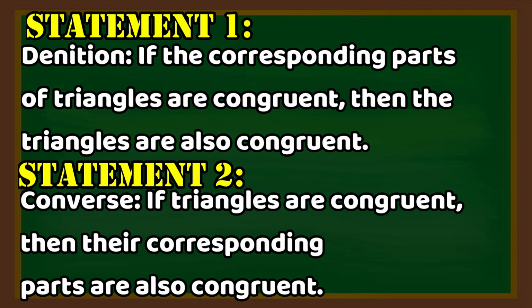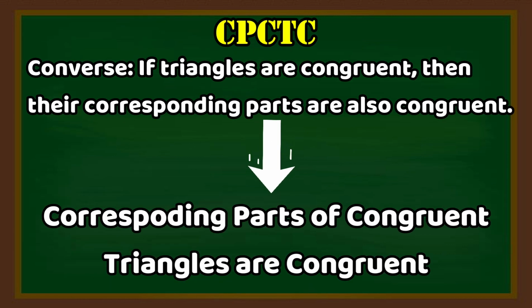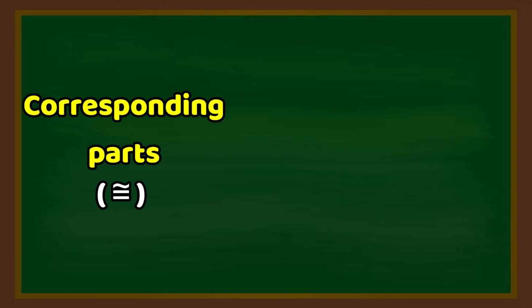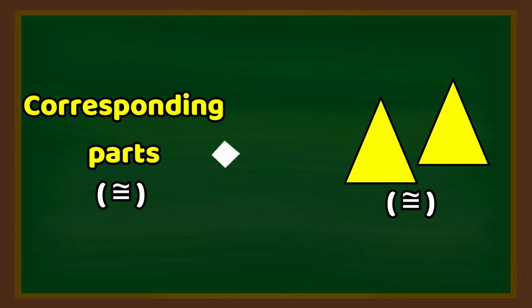Now we know. The first statement is the definition of congruent triangle, while the second statement is commonly known as the CPCTC, or corresponding parts of congruent triangles are congruent. This is usually the key to prove that the parts of the congruent triangles are also congruent. In short, we need to show that the corresponding parts of triangles are congruent so that we can finally conclude that the triangles are congruent.